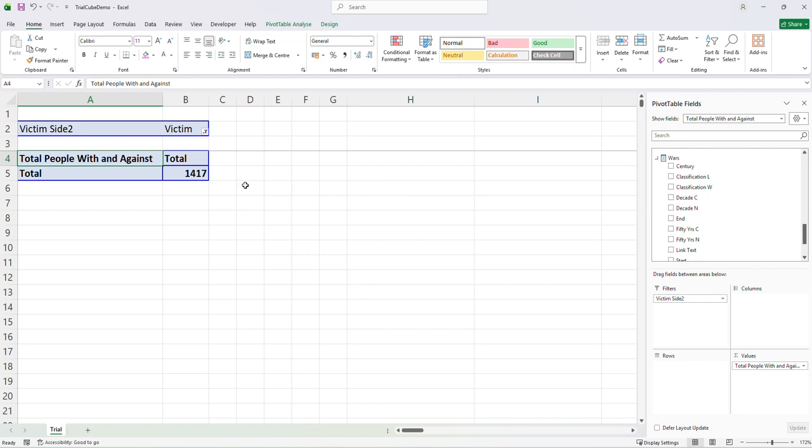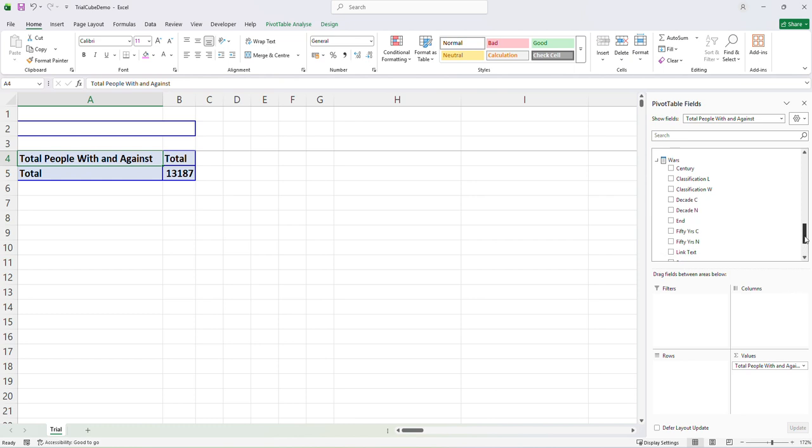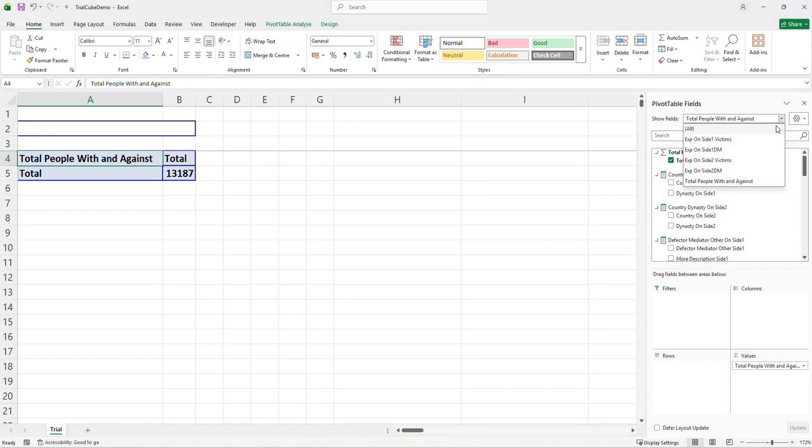Okay, so in order to find the victims who are the fallen heroes in history, there are two dimensions. One is victims on side one and victims on side two. And just to reiterate, we have one measure here, which is total people with and against. Make sure that whenever you start using this cube, this is selected. The other four are not required. They are just there for the structure of the cube.